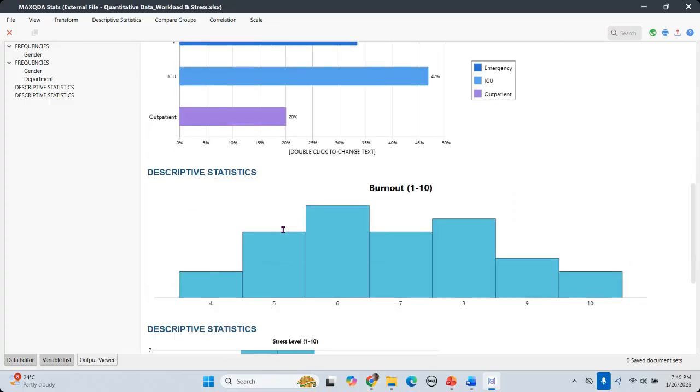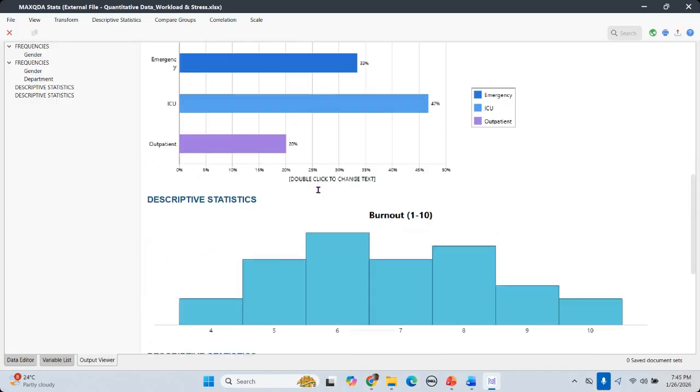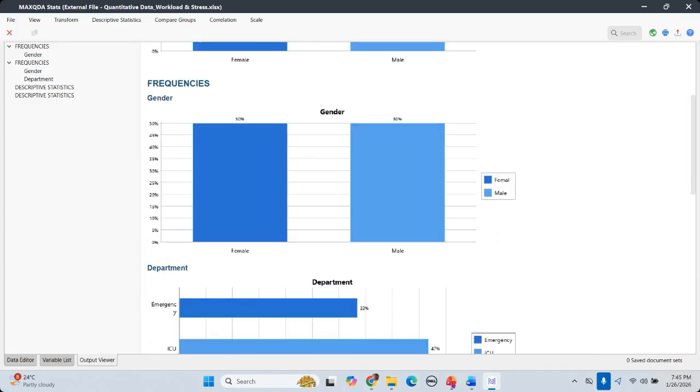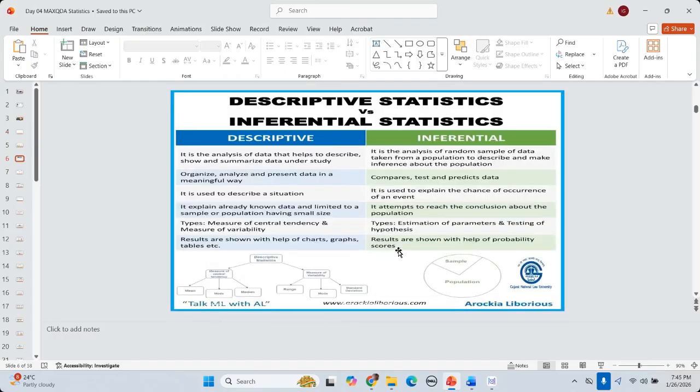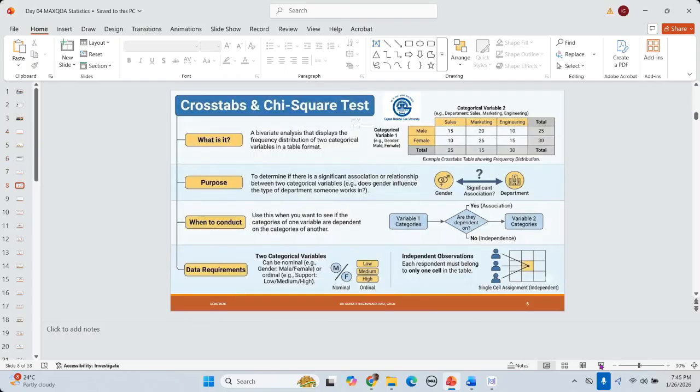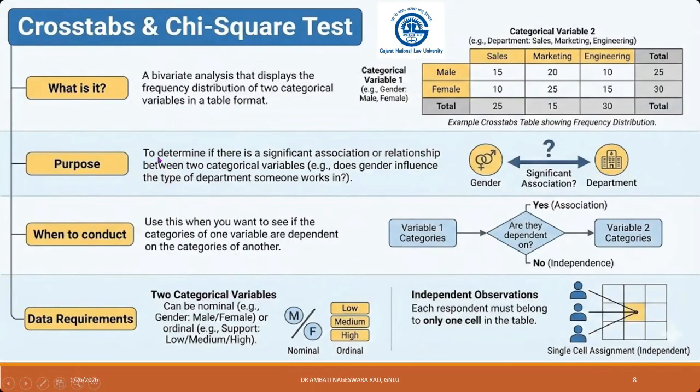So these are the descriptive statistics, and we have done with the frequencies. Now let's go with the cross tabulation. Let's have a small theory, a little bit about understanding what is cross tabulation. In this particular slide, you can see I'm talking about cross tabulation and chi-square test. First, let's talk about cross tabulation.